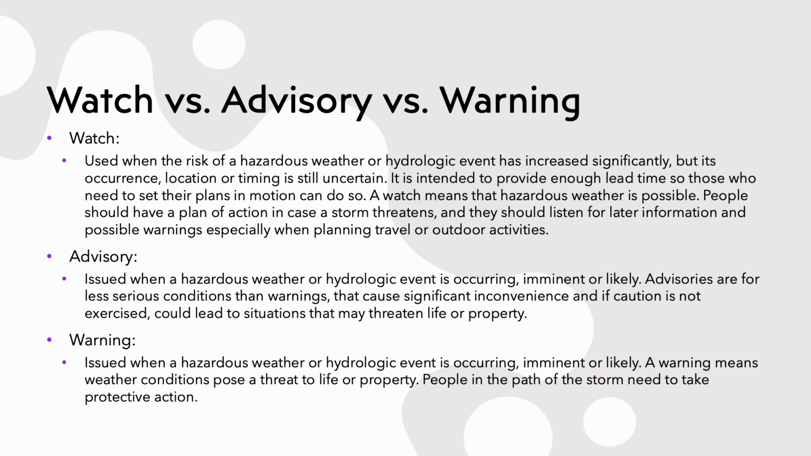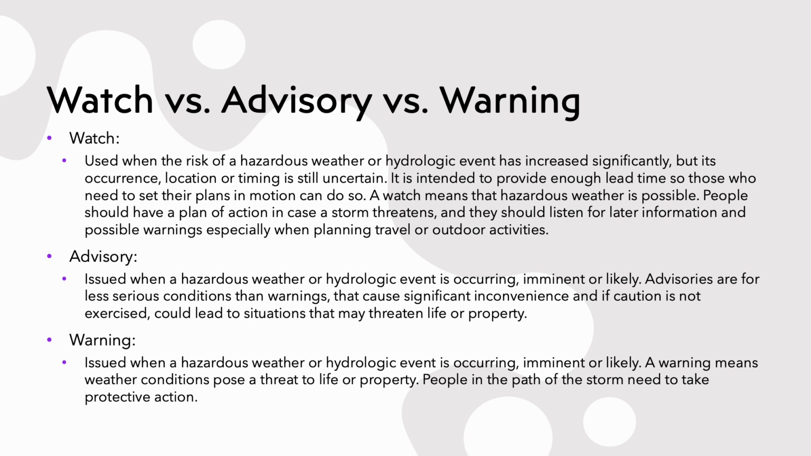So, first of all, I want to cover the difference between a watch, an advisory, and a warning. I think this is really easy to misunderstand and misinterpret, so I just want to lay out the definitions first. A watch is used when there's a risk of the weather event. The location, the occurrence, the timing might still be uncertain, but it's intended to provide time for people to prepare for the emergency. Basically, it means that the weather is possible, the conditions are sort of right.